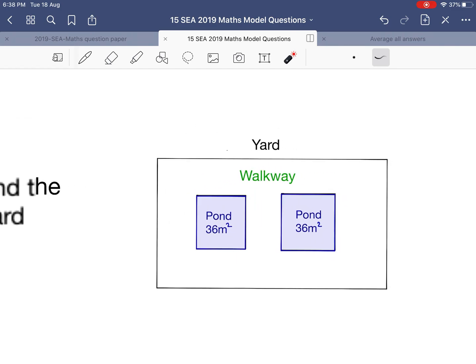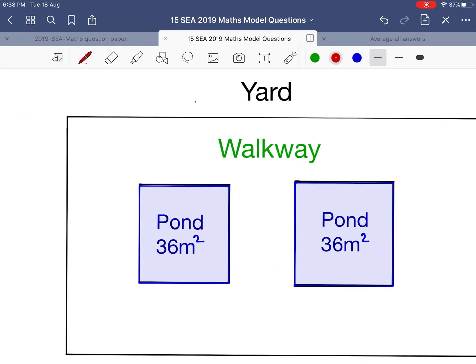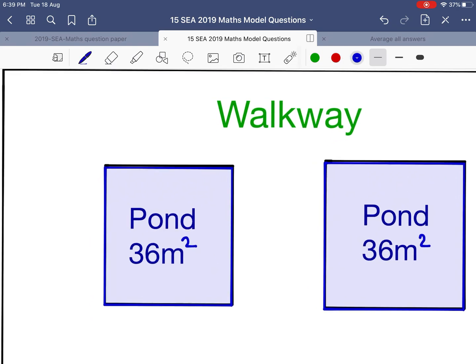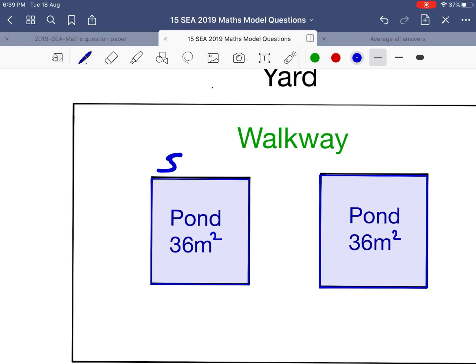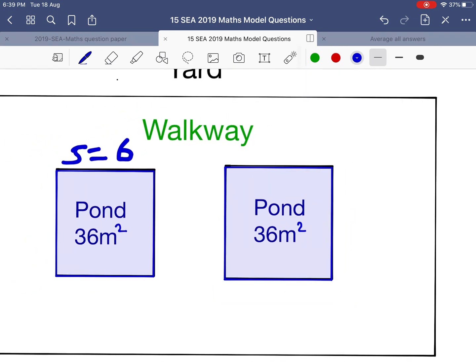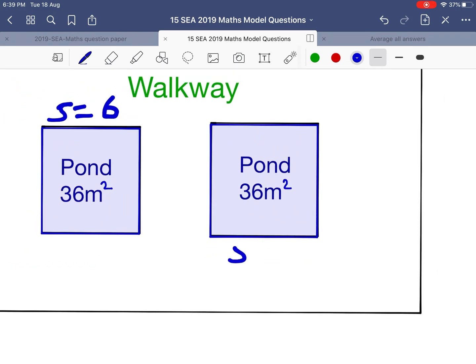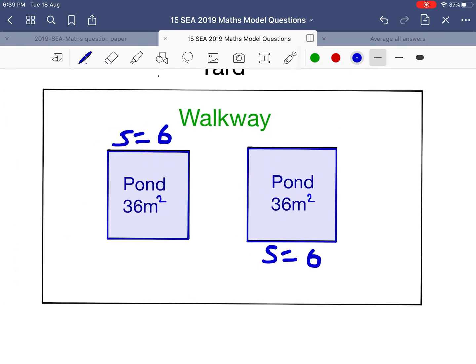So if the pond is 36 meters squared, it means that the side of the pond is equal to 6, because 6 times 6 is 36. So 6 meters. The side of this pond is also 6 meters. So 6 plus the width of the walkway, which is 5 meters, and this side as well, 5 meters.